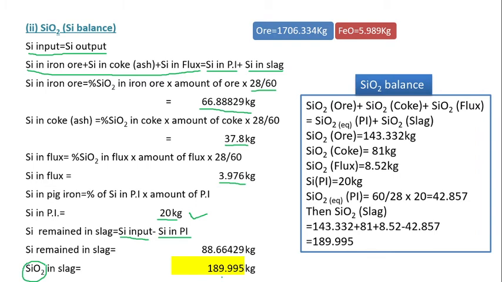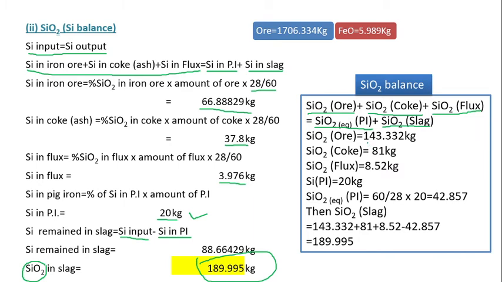That will be giving us the amount 189.995 kg. So in another way we can calculate this also. We can take SiO2 in ore, SiO2 in the coke, and SiO2 in the flux is giving rise to SiO2 equivalent in pig iron. Equivalent, why is it written as equivalent? Because in case of pig iron, the silica is not there, there is silicon. So SiO2 equivalent we have to take, and this SiO2 in the slag. So we can calculate from this.